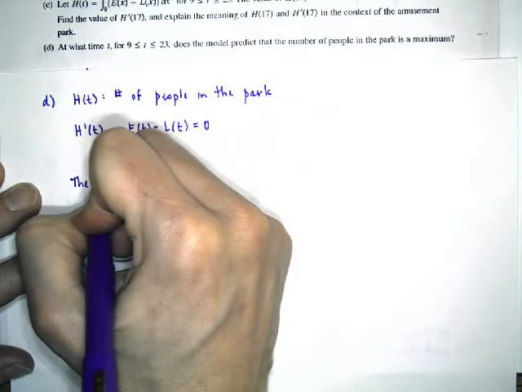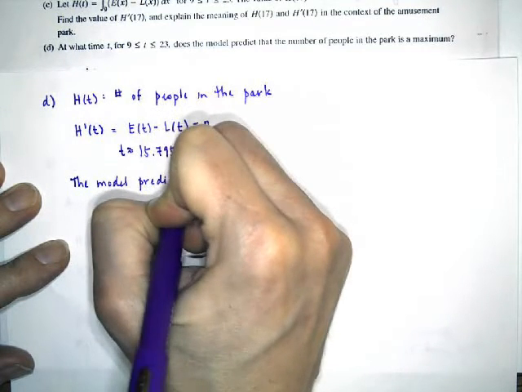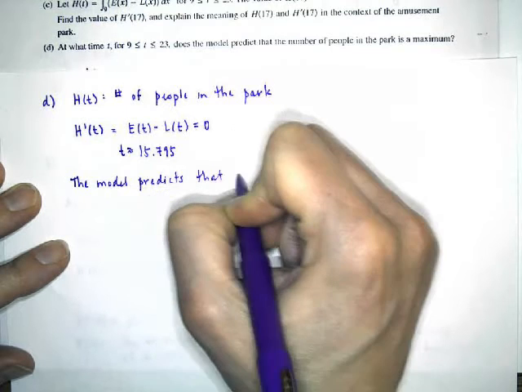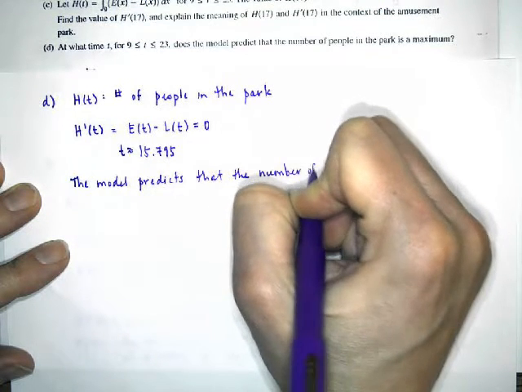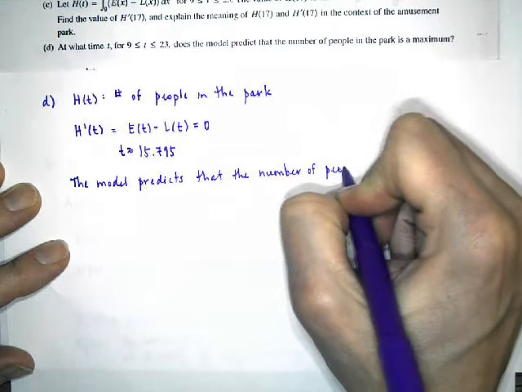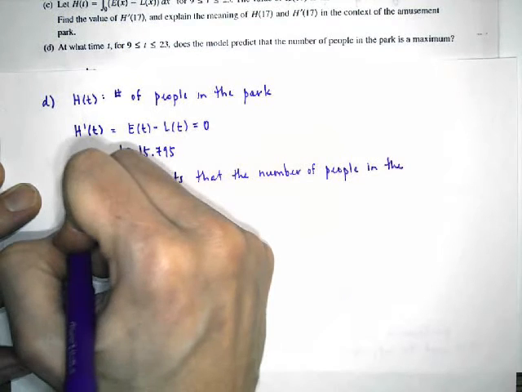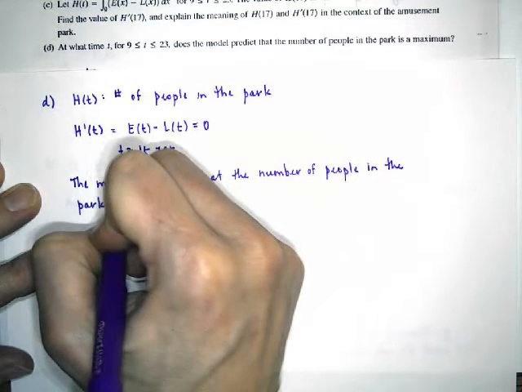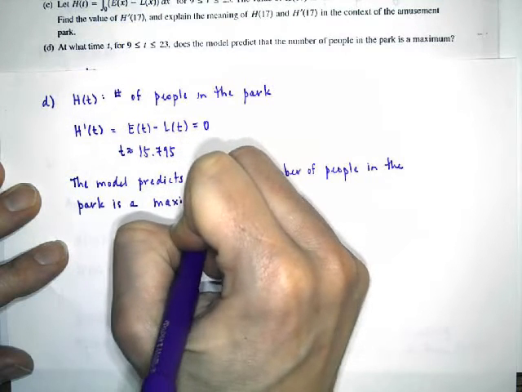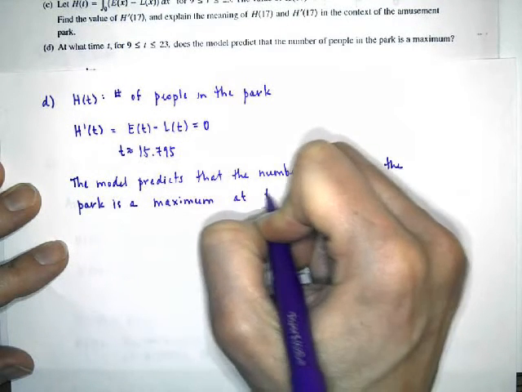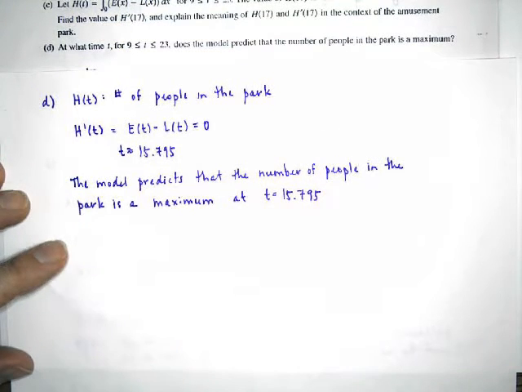Okay, so the model predicts that the number of people in the park is a maximum at t equals 15.795.